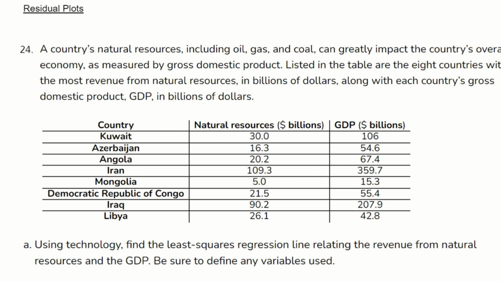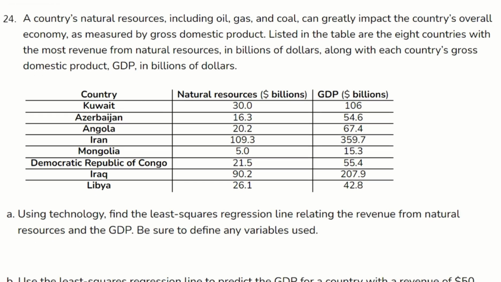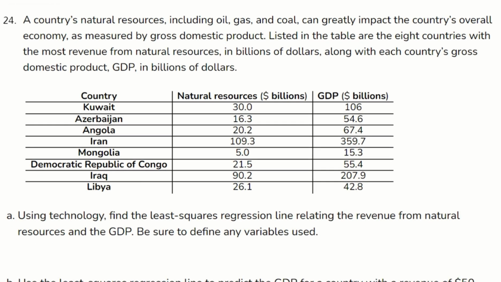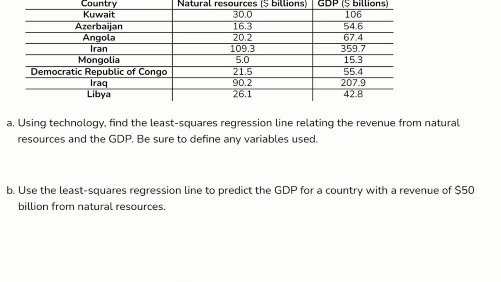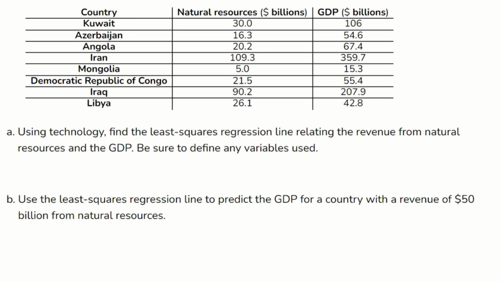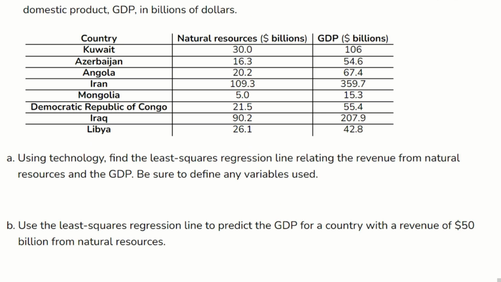But here we go. A country's natural resources, including oil, gas, and coal, can greatly impact the country's overall economy as measured by the GDP, the gross domestic product. So listed on the table are the 8 countries with the most revenue from natural resources in billions of dollars, along with the GDP in billions of dollars. So using technology, find the least squares regression line relating the revenue from natural resources and the GDP. Be sure to define any variables that you used. Okay.